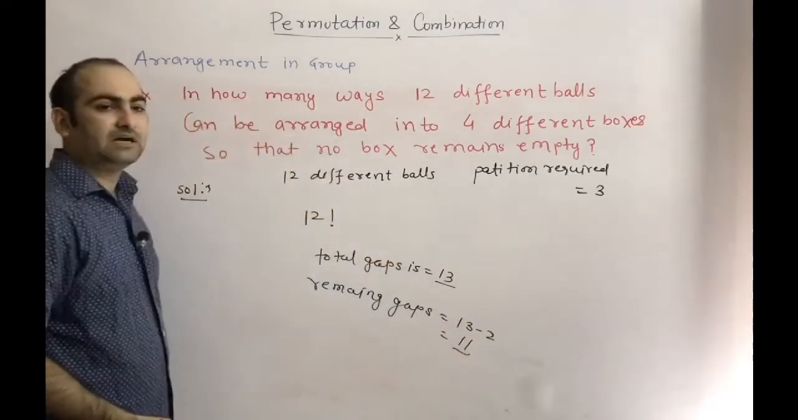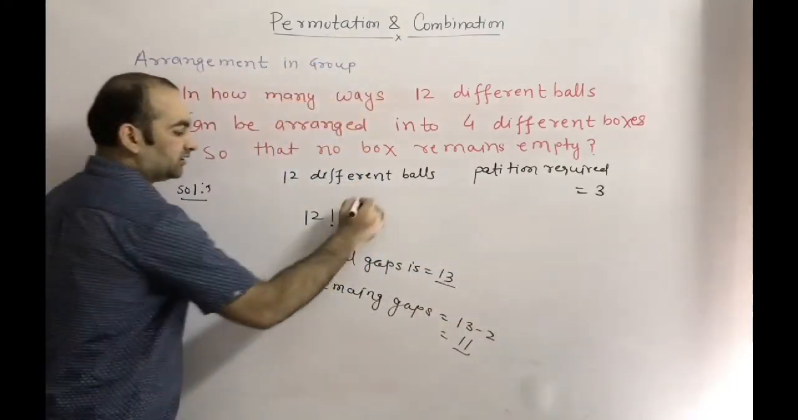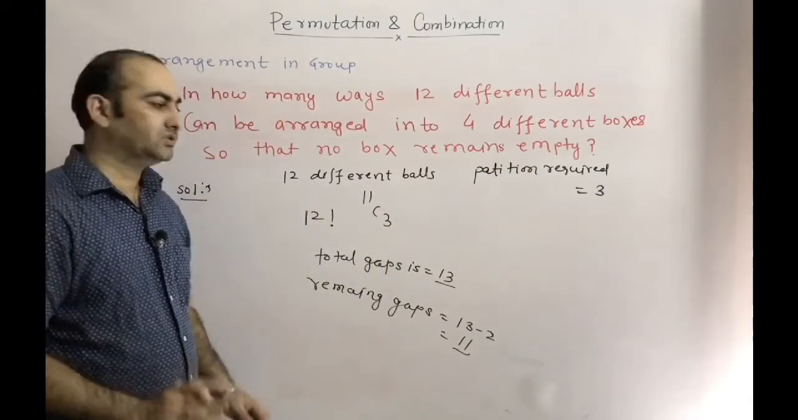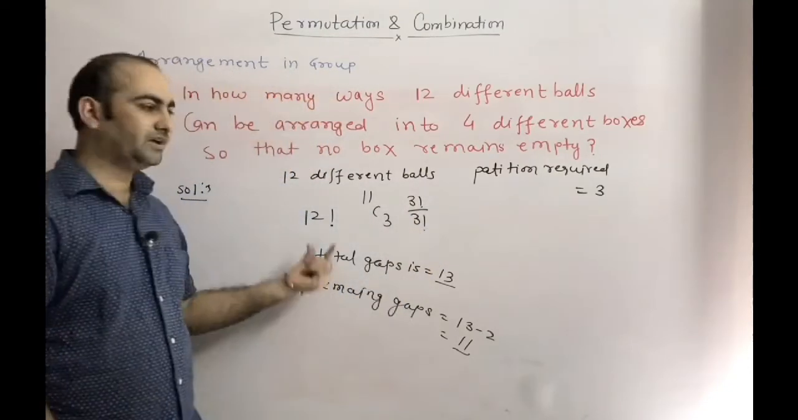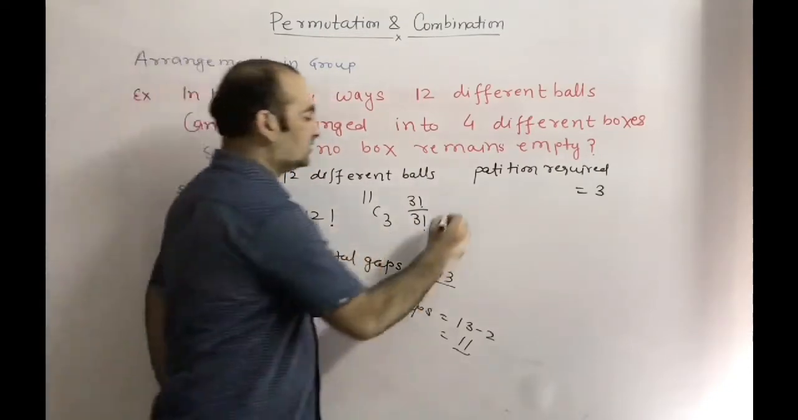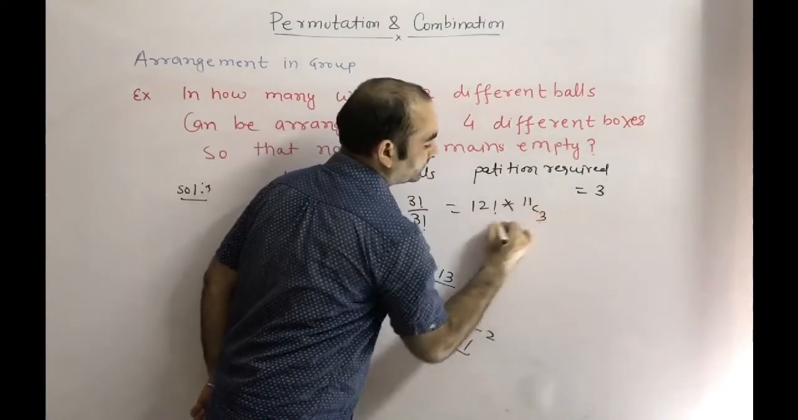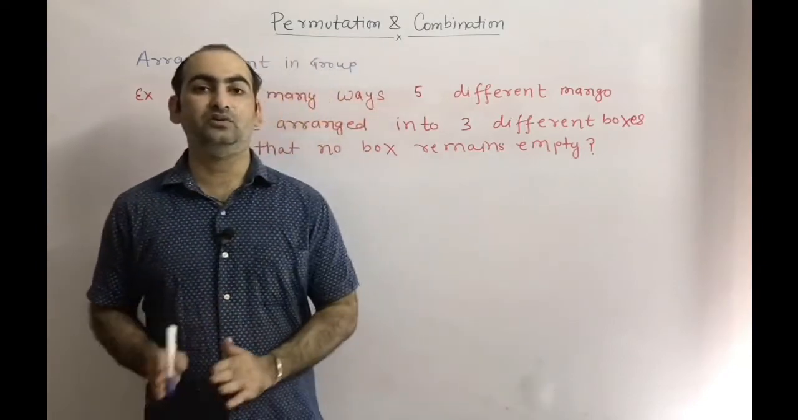Now in these 11 gaps we have to arrange 3 partitions. So how many ways are there? 11 C 3, and all 3 partitions are identical, so the arrangement is 3 factorial divided by 3 factorial. So what will come? 12 factorial into 11 C 3. That is your answer.